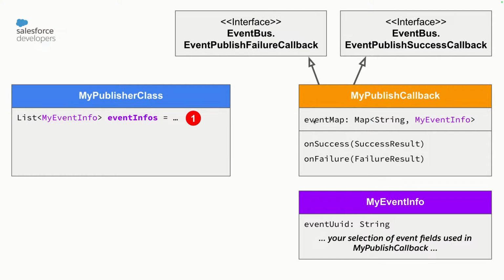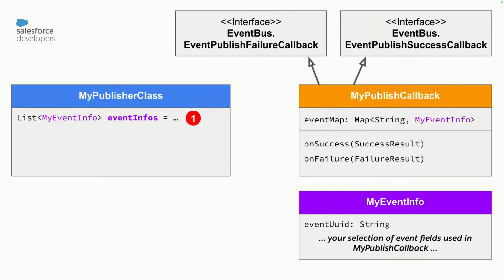Then another important aspect of your publish callback is that you have to declare, you don't have to, but it's generally the best practice, an event map property on your class. And this property will be a map of string and my event info object. The string here will hold the event unique identifier, the UUID for events. And you'll see with this event map, we'll have an easy way to relate our events with their actual event info object that contains the critical fields that let us diagnose what we should do in terms of success or failure. So that's the preparation.